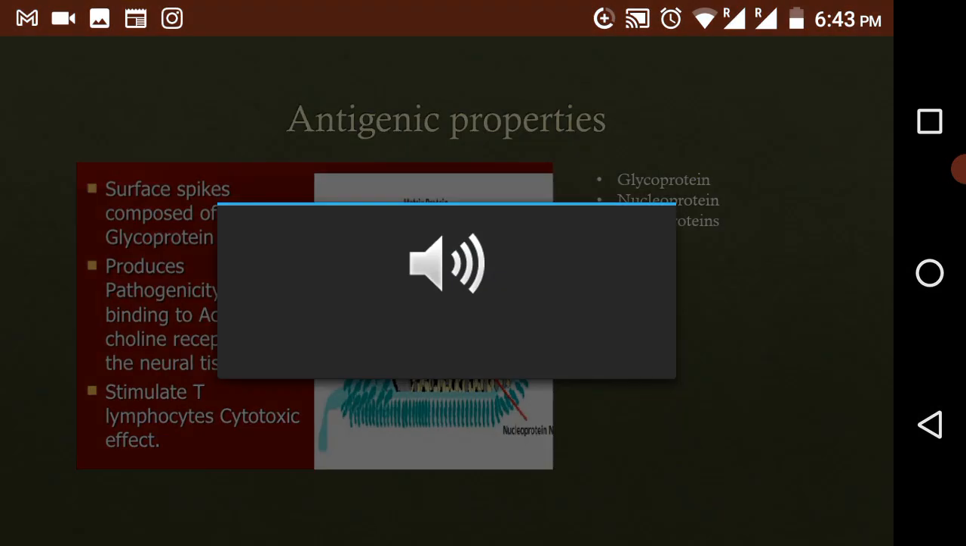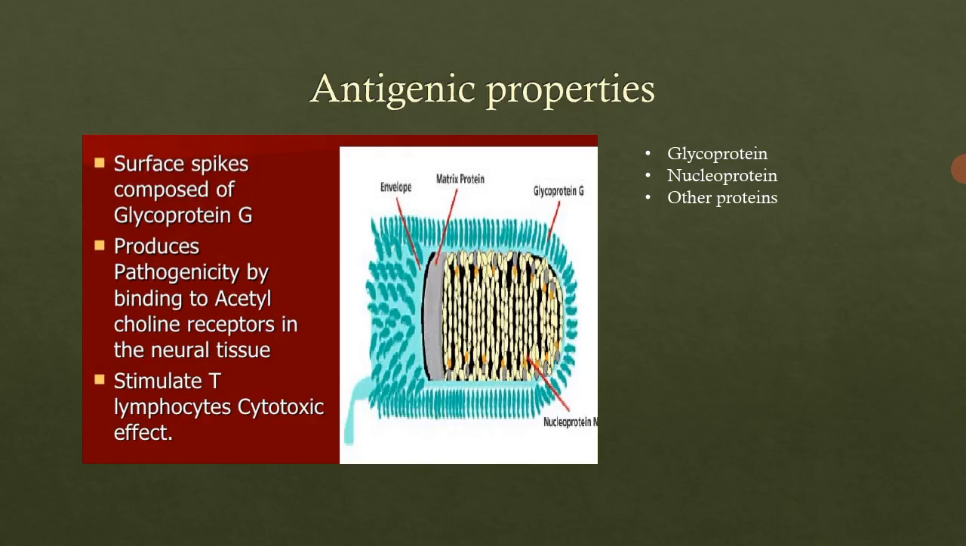So in this lecture, we have studied the structure of the rabies virus and the genomic properties of the rabies virus. Then we saw the resistance properties and the susceptibility properties of the rabies virus, and then we saw the antigenic properties of this rabies virus.